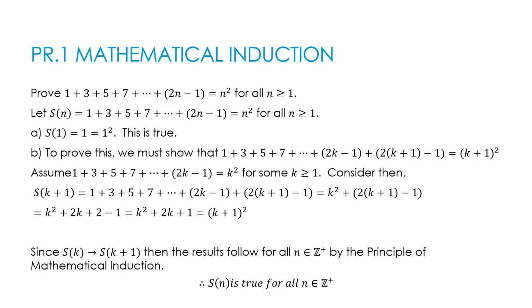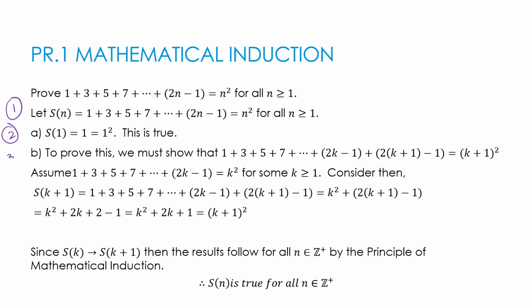So again, the first thing I'm going to do is define that S of n is the statement that I'm trying to prove is true. Then I'm going to show that it's true for 1. In this case, that would be that 1 is equal to 1 squared. Well, that's true because 1 is equal to 1. So easy peasy. And again, I used 1 because it says for all n greater than or equal to 1, so 1 is my least element.